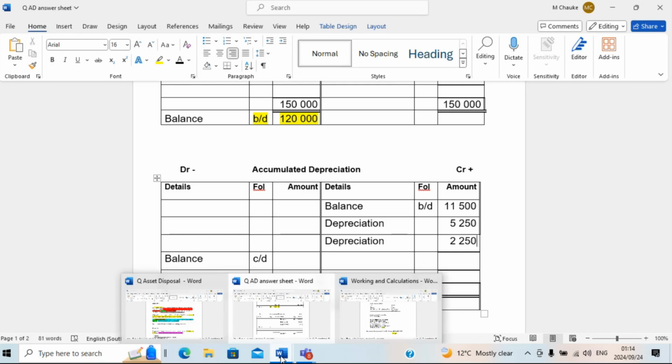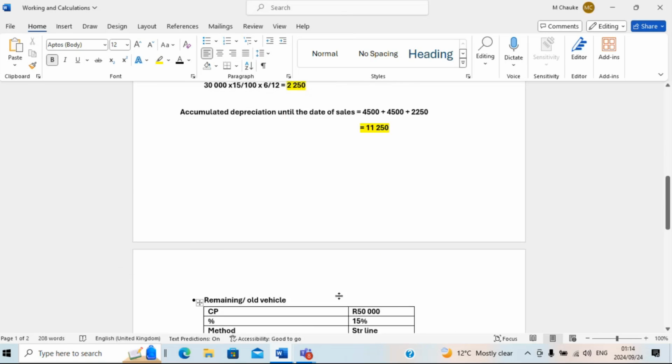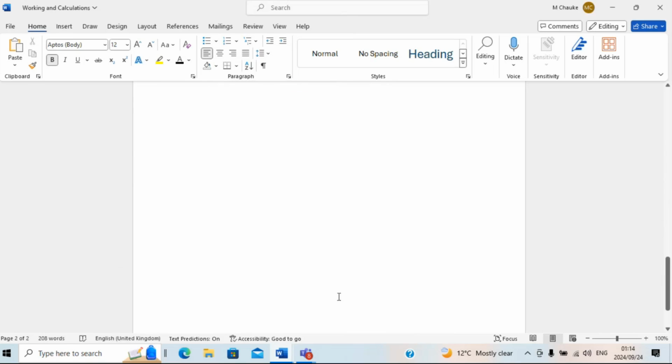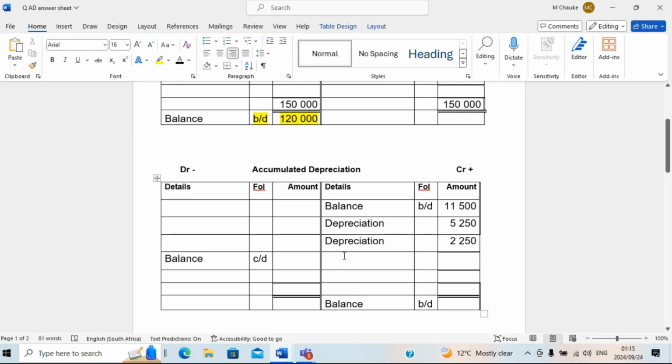And then we go and check depreciation again for the old or remaining. Depreciation for the old or remaining is 7,500. So we go again on the answer sheet and say depreciation. Usually when you prepare in a different format, we put dates, but no problem if you put it like this. I don't think this will cost you much.